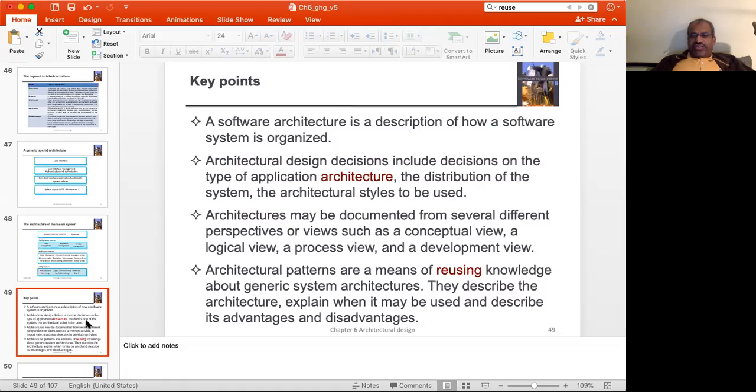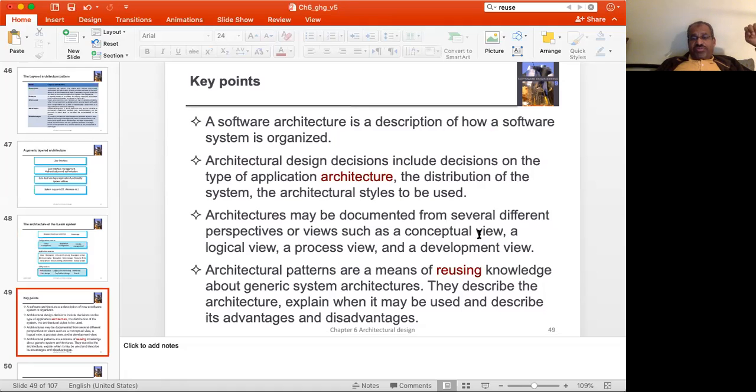Right, so in this lecture, the key points we discussed are that software architecture is a description of how a software system is organized at a high level, and it's not all in a single diagram or single representation. We have different views. Architectural design decisions include decisions on the type of application architecture, the distribution of the system, and the architectural style to be used.